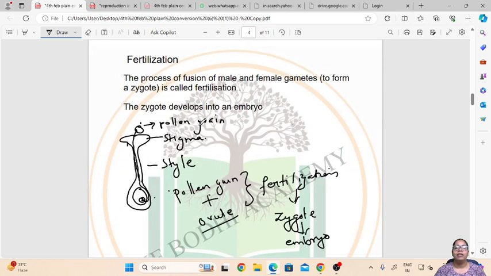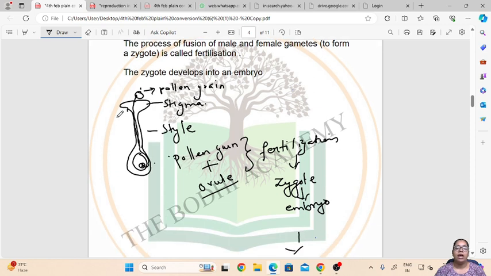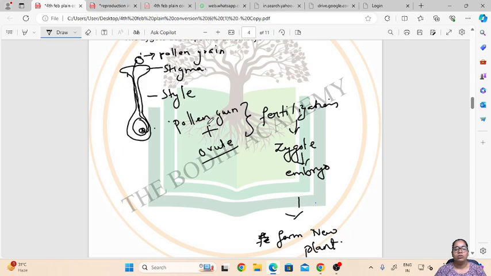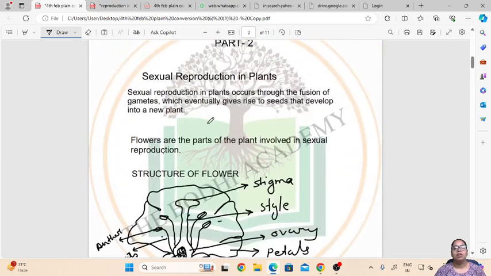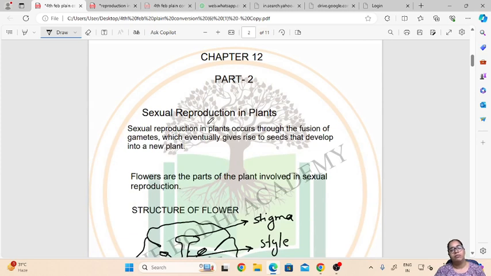Then the male and female gamete fuses to produce a zygote by the process of fertilization. And we have seen how fertilization takes place in the flowers. So in our today's class, we have learned about sexual reproduction in flowering plants.